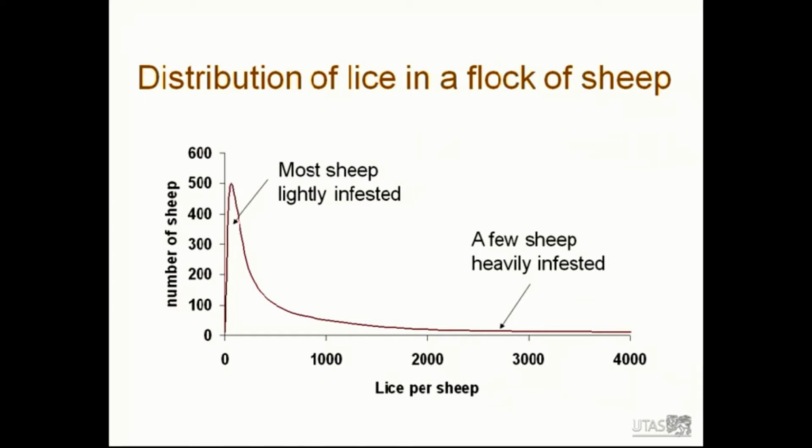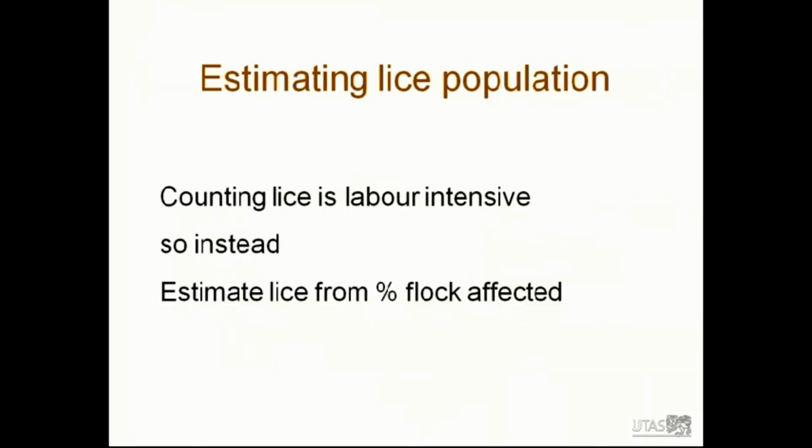And that means sampling your flock and getting a genuine estimate of the average population of lice on the whole flock is quite difficult, because it depends a lot on how many of these came into your sample, and you'll obviously get some sort of bias. So we need some other method of estimating the number of lice, and counting lice is actually extremely labour intensive, as I showed you from that picture earlier of trying to find them.